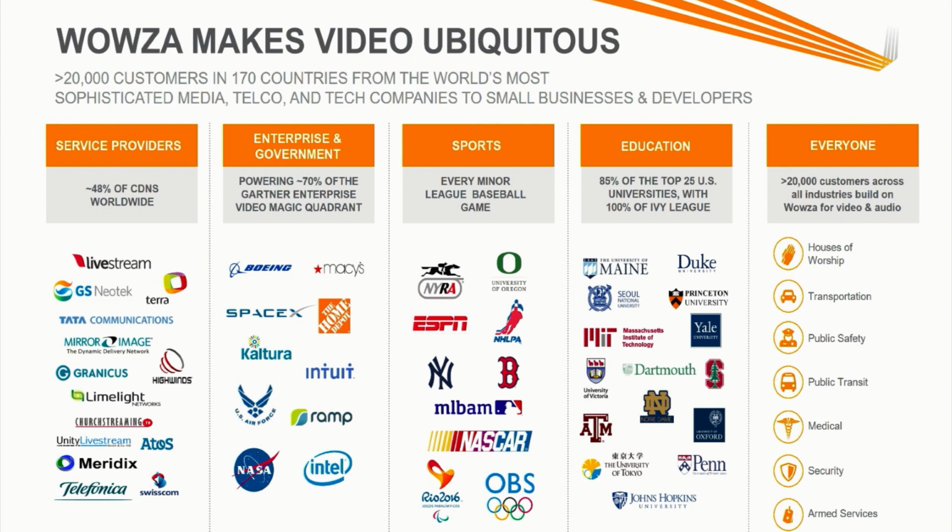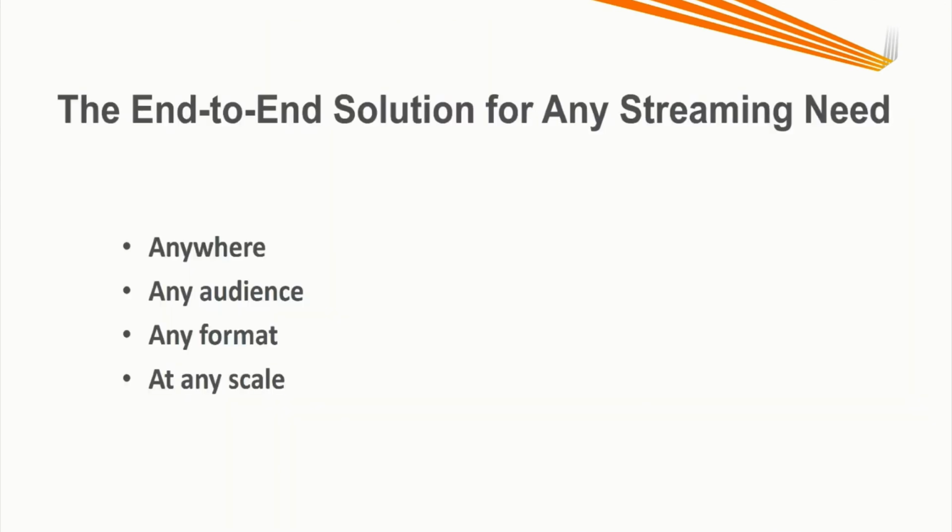For those that aren't familiar with Wowza, Wowza Media Systems is the recognized gold standard of streaming, with more than 22,000 customers in over 170 countries. You can see many of those accounts listed right here. Big names like Home Depot, SpaceX, NASA, ESPN, Yankees, Red Sox, Duke, Maine. So these are plenty of great customers of ours. Wowza simply is the end-to-end solution for any streaming need, anywhere, to any audience, in any format, and at any scale. Wowza offers a complete platform to power today's video streaming ecosystem.